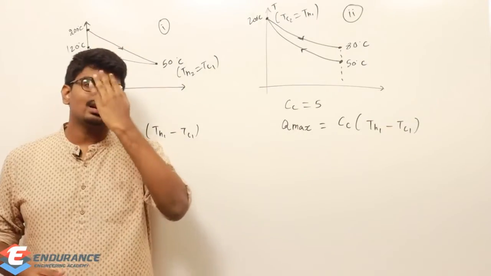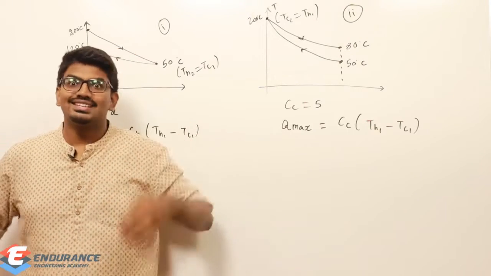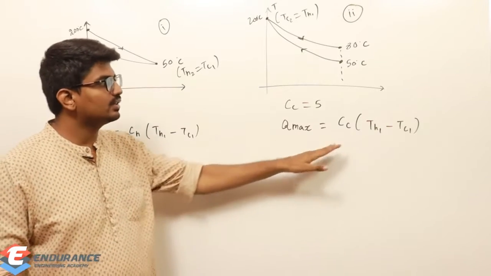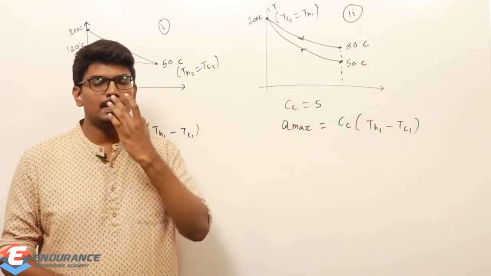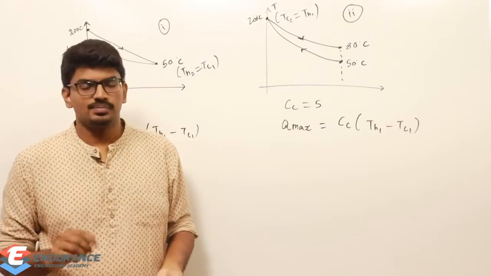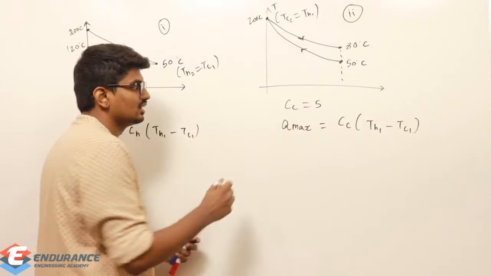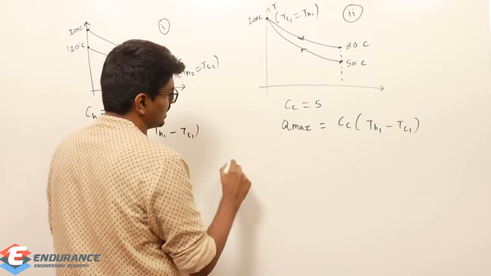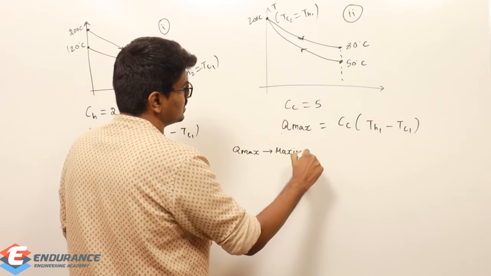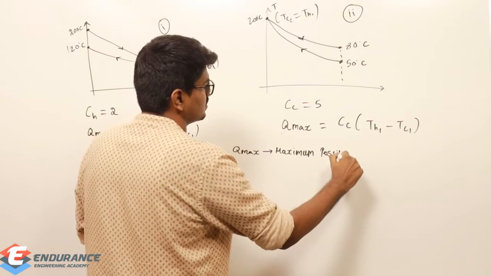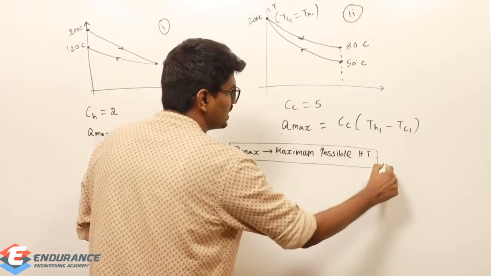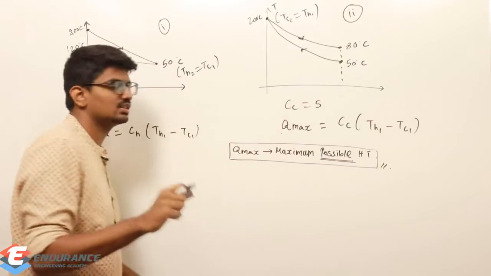So now let us understand how we can decide which equation to use, whether to use CH into TH1 minus TC1 or whether to use CC into TH1 minus TC1 for Qmax, that is the maximum possible heat transfer, in the epsilon equation. Listen, one point you need to understand very clearly. This Qmax is nothing but the maximum possible heat transfer. Just keep that in mind. Why I am stressing this point, you will understand.